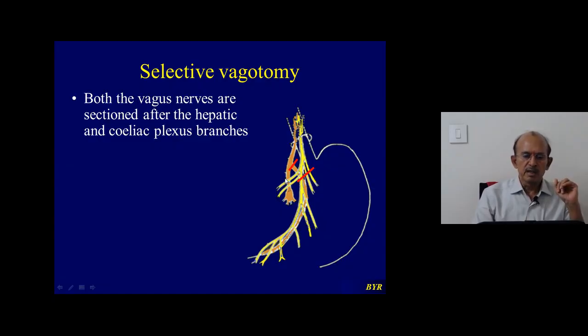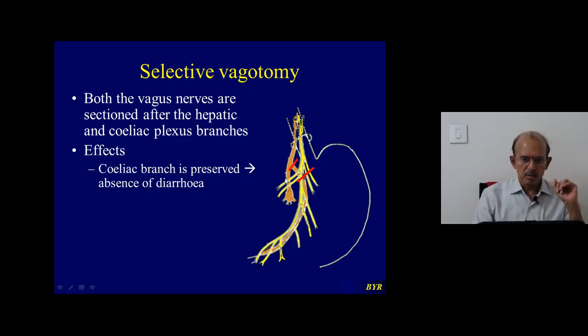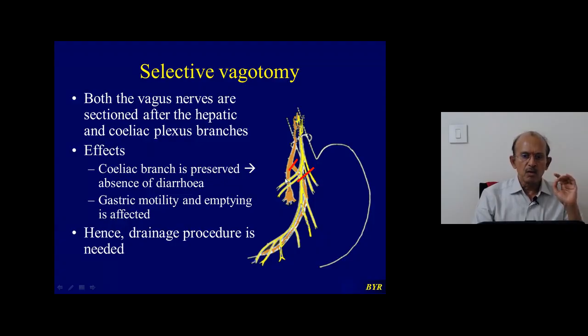Both the vagus nerves are sectioned after the hepatic and celiac plexus branches. The celiac branch is preserved, so there is absence of diarrhea. Gastric motility and emptying is still affected because the whole of the stomach is denervated from parasympathetic supply. Hence, a drainage procedure is needed for this procedure also.